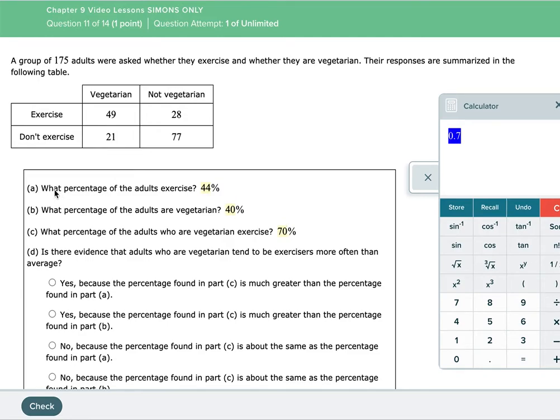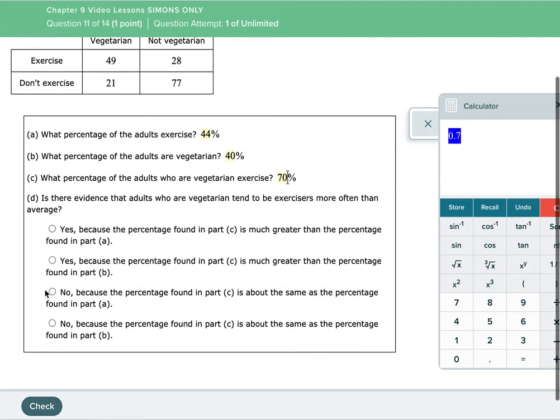Well, the percentage of the people who exercise out of everybody is 44. So 70 is definitely higher than 44. And we're comparing letter C and letter A. We're not even looking at B because we don't care about the percentage of adults that are vegetarians here. We're refining that into exercise, right? So we're comparing C and A, and we're saying, yeah, there is evidence.